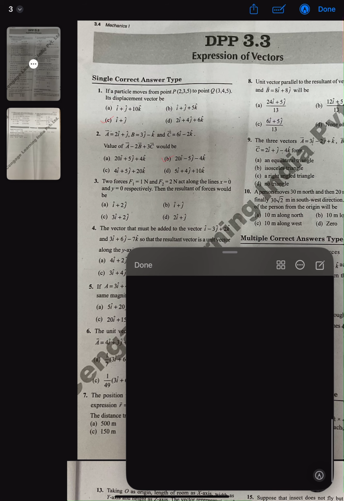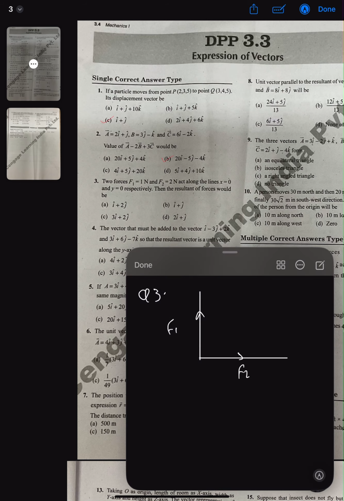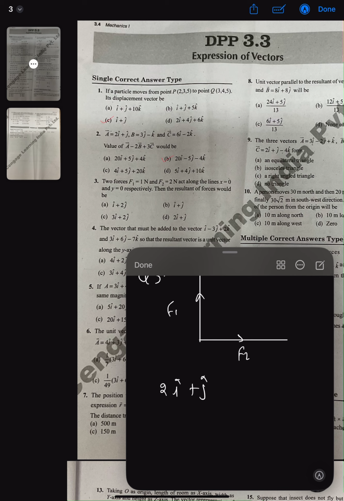Hope you understand this. Go to question 3. Two forces, F1 and F2, act along x equal to 0 and y equal to 0. What is the line x equal to 0? Basically it is the y-axis. The y-axis is x equal to 0, no? F1 is along the y-axis. And F2 is along y equal to 0. So y equal to 0 means the x-axis. So this is our F2. Then the resultant force, so basically what will it be? 2i cap plus j cap. Understand? The answer will be D.